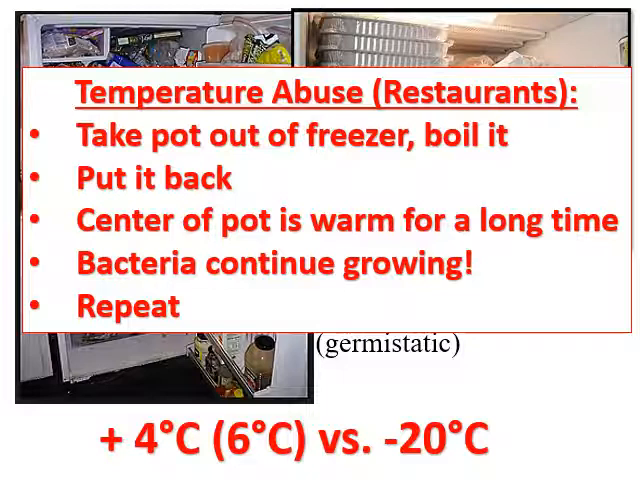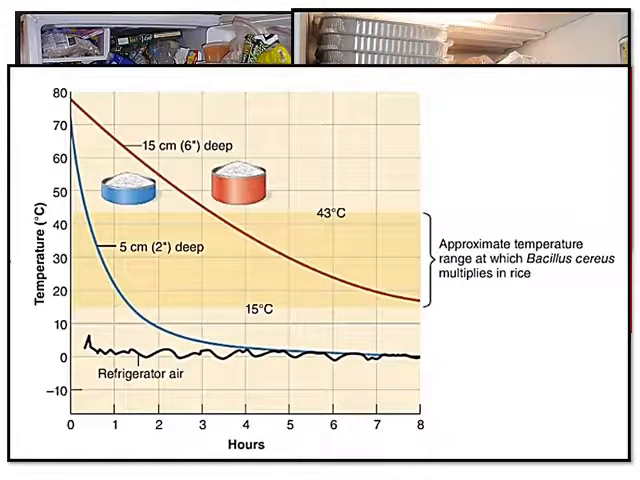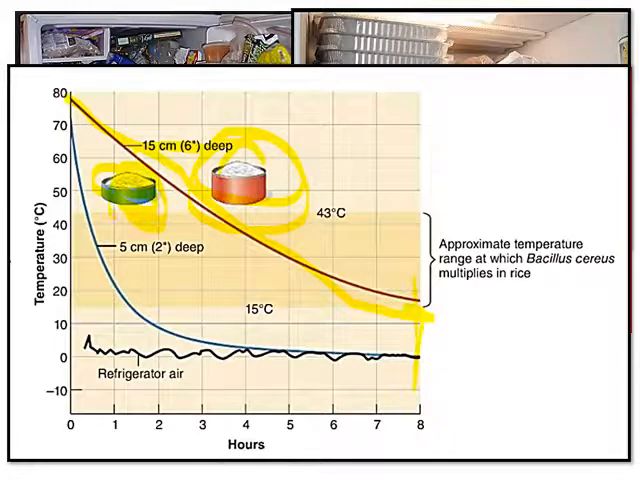Now you can avoid this if you're a health inspector for restaurants, or if you're a restaurant owner working in a restaurant. You can avoid this by storing these soups and things in a shallower pan or a shallower pot. And I'll show you how this works. Okay, now let's say you have steamed rice, for instance. If you have it in a deep pot, 15 centimeters, this is how long it takes to cool off from 80 degrees down to 10 degrees. Right? It takes 8 hours. If you have a shallow pot that's only 5 centimeters, it only takes 2 hours to cool off.